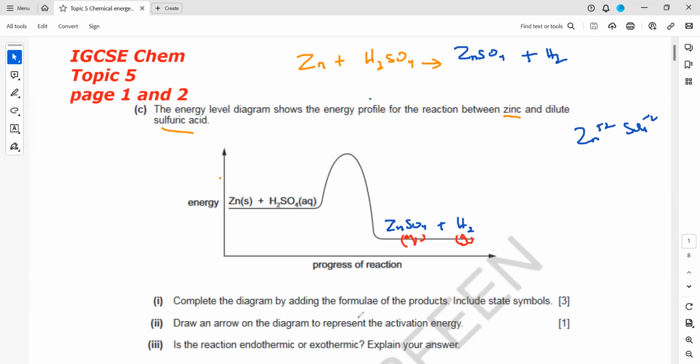Draw an arrow on the diagram to represent the activation energy. This is a common mistake I found students making in this energy profile diagram. When they are asked to draw the activation energy, they draw from the bottom till the top. That's wrong. Activation energy is the energy from the reactant till the start of the reaction. So you check the energy level of the reactant until the start of the reaction. That is known as the activation energy. You can label that as EA. E is for energy and A is for activation.